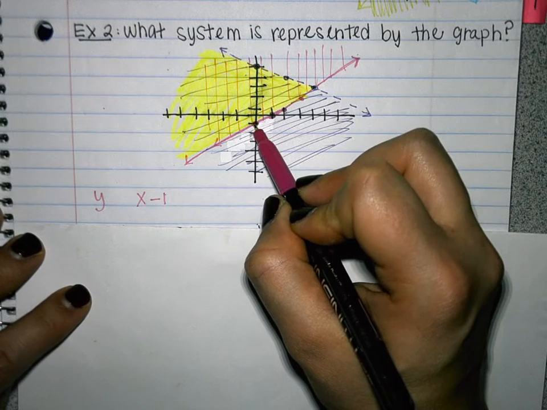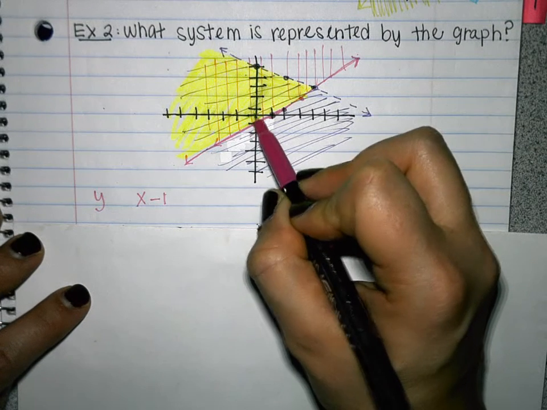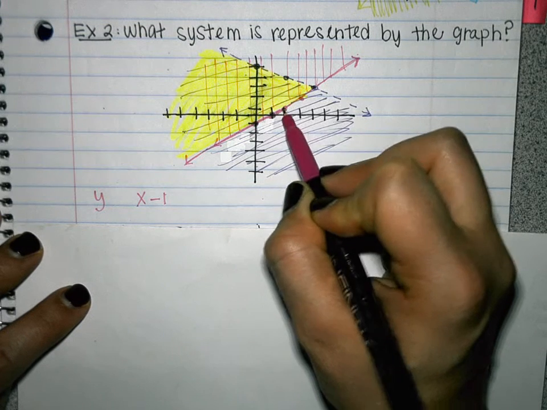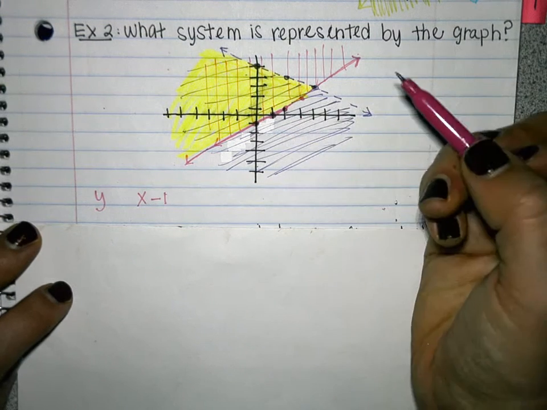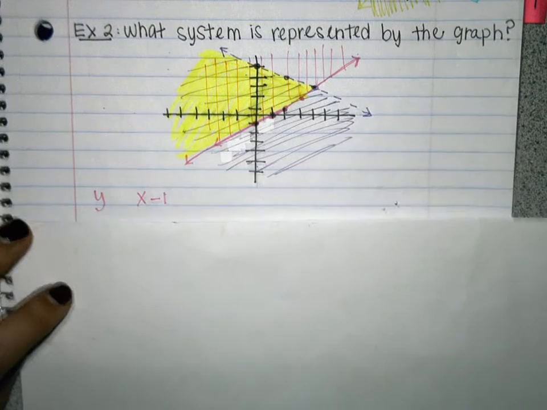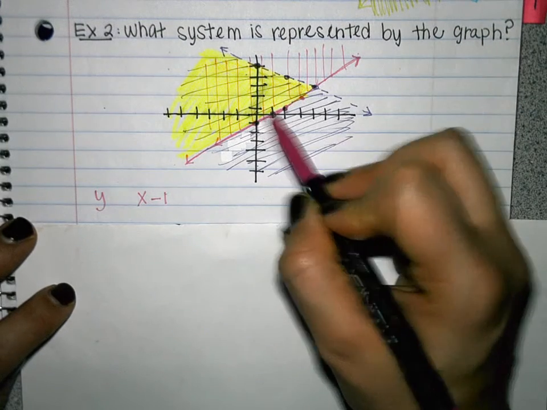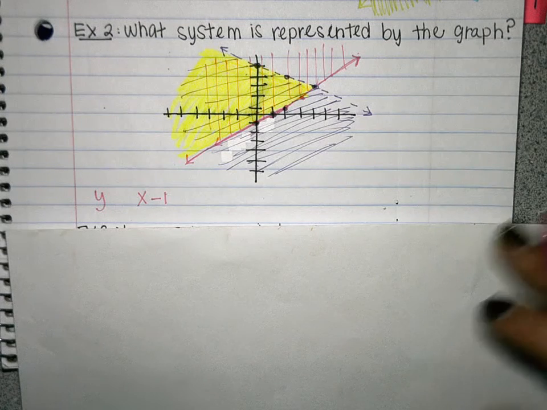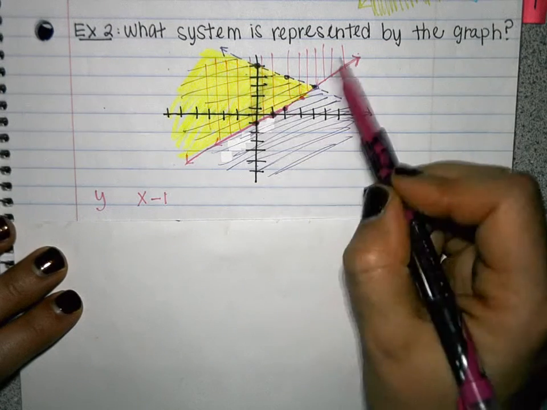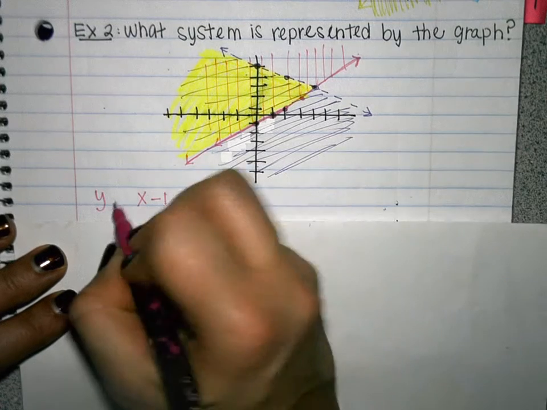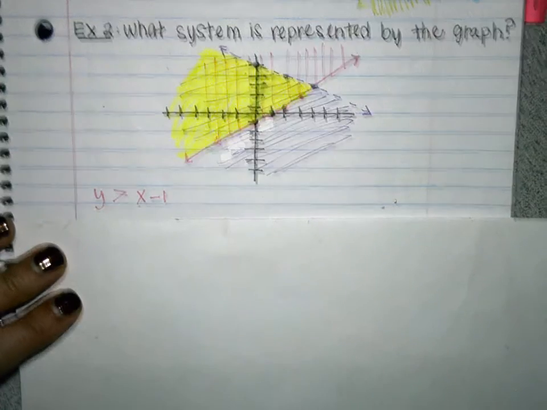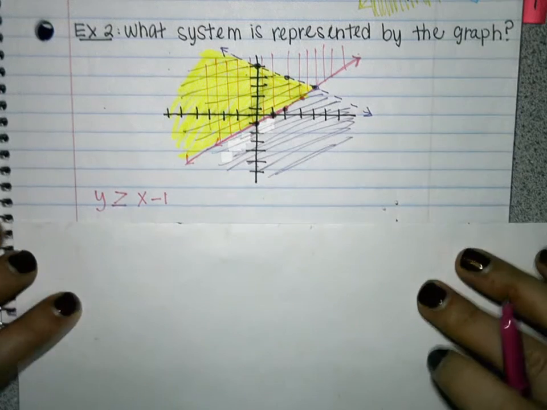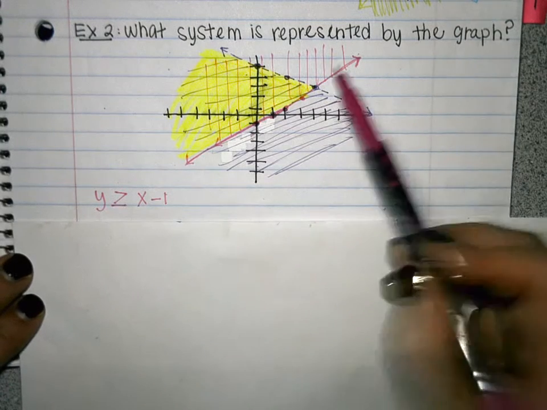And to get to my next point, I just go up 1 and then right 1. And then I go up 1, right 1 again, and that gives me another point on the line. So my slope here is just 1x, since my rise is 1 and my run is 1. The shading is above this line, so that has to be a greater than inequality. And it's a solid line, so it's a greater than or equal to inequality. And that's the equation for the pink line.